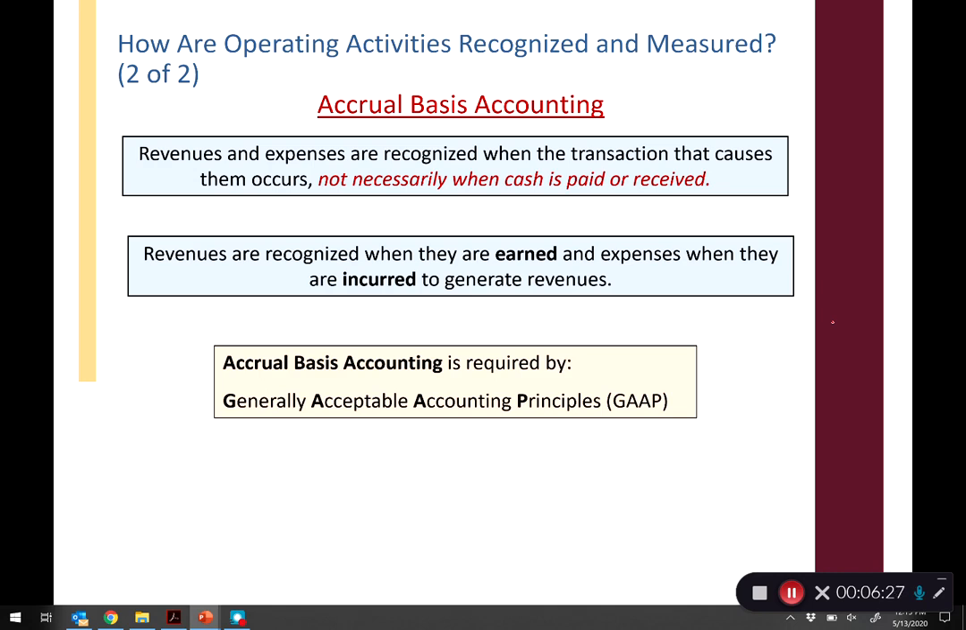Accrual basis accounting is required by GAAP. So this is the method we will be going over in class. It is the best method, the most preferable method to provide users with useful information for decision making, which, remember, is the fundamental goal of financial accounting.